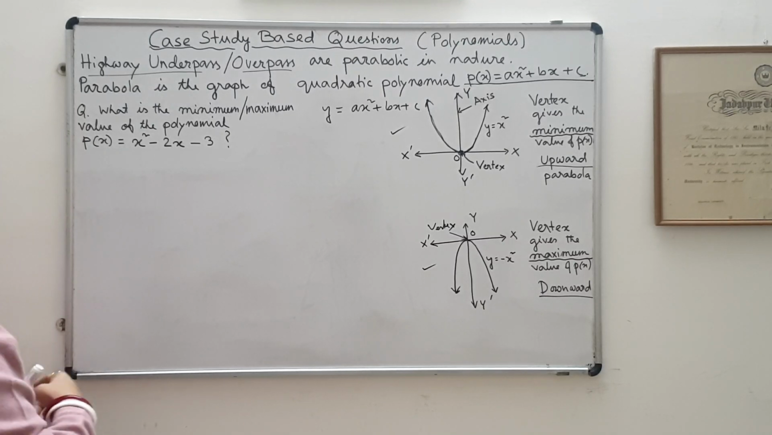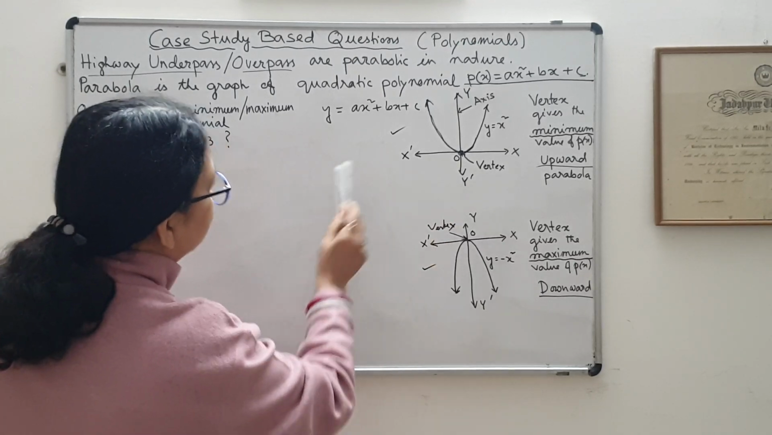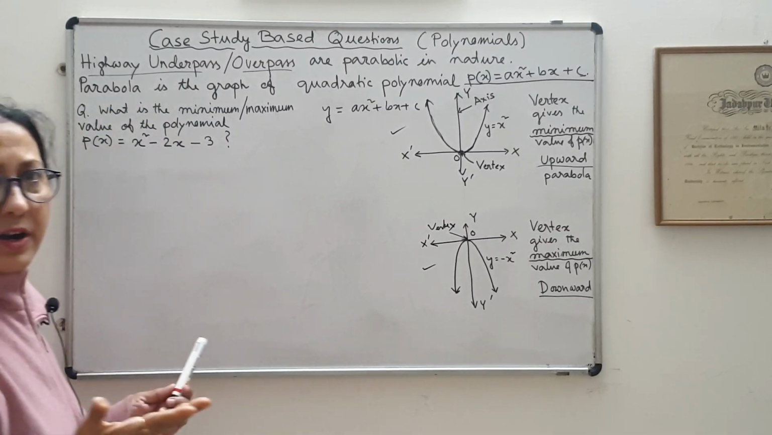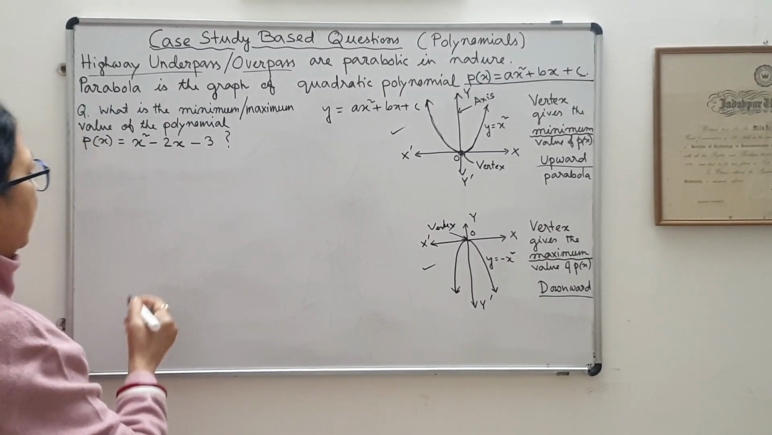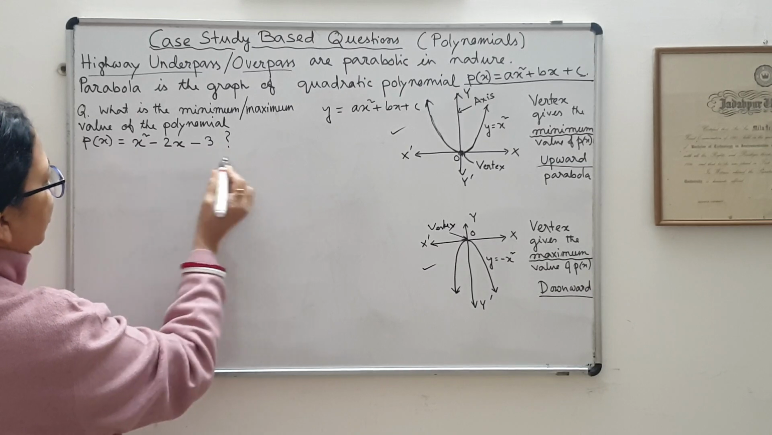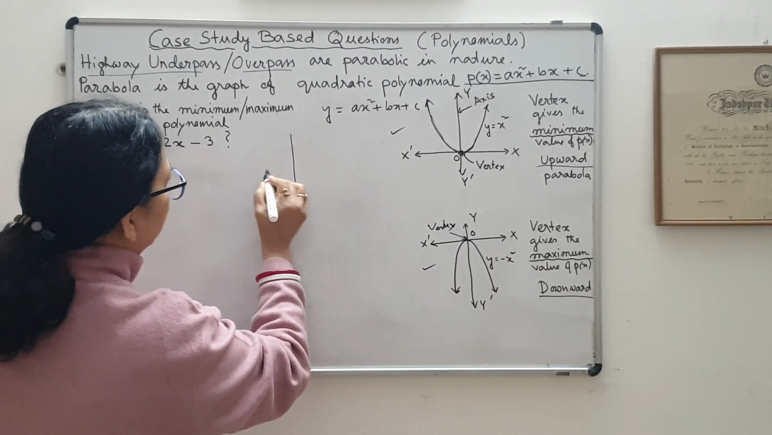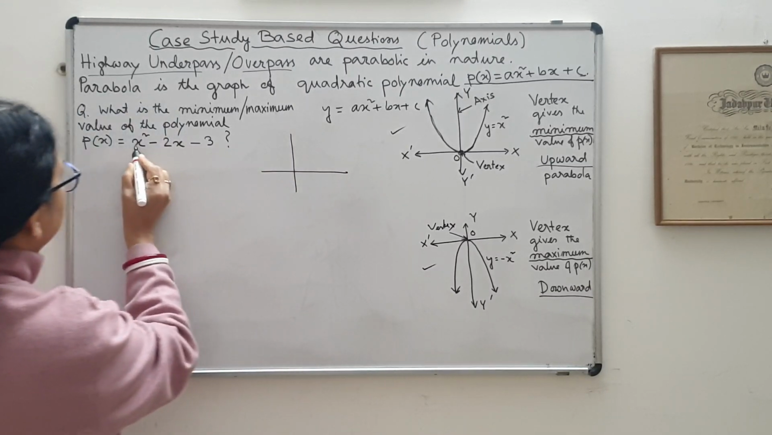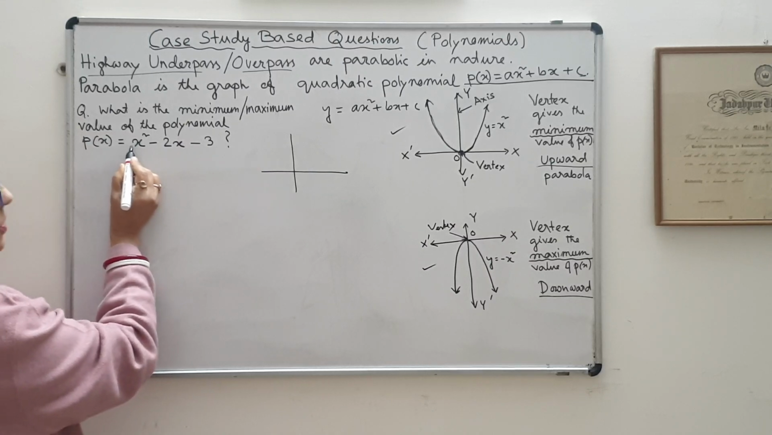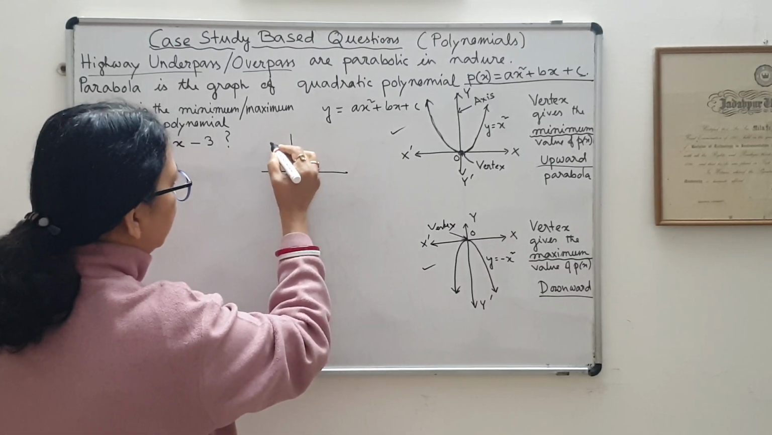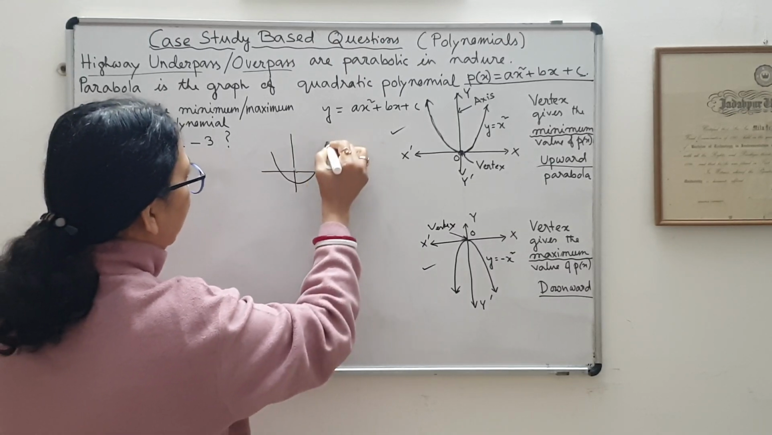So obviously I have to know the vertex. For how to get the vertex, we see that the nature of the curve will be something like that. This much we have understood, because the coefficient of x square is positive, so it will be an upward parabola. It will be something like that.